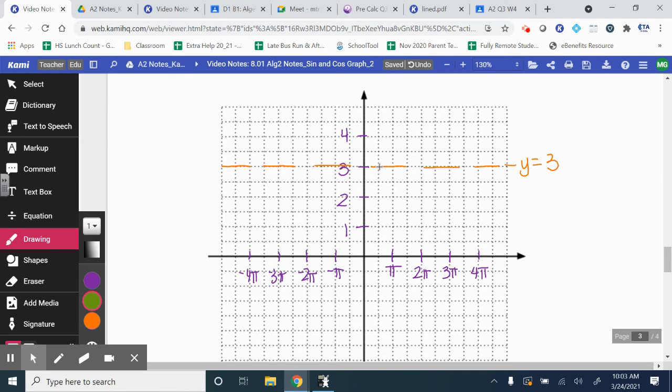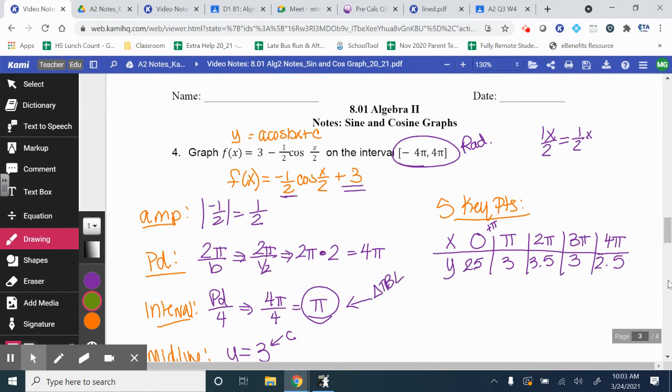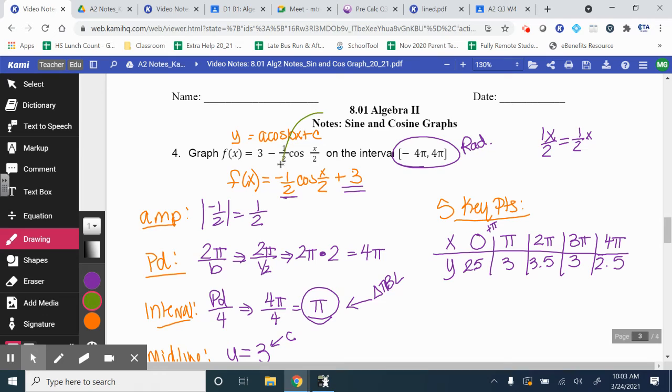So first, I know that this is cosine. I know cosine does not start at the midline. It starts above or below the midline. Since this is negative cosine, it's negative 1/2 cosine, right here, since it's negative, it's going to start below the midline.